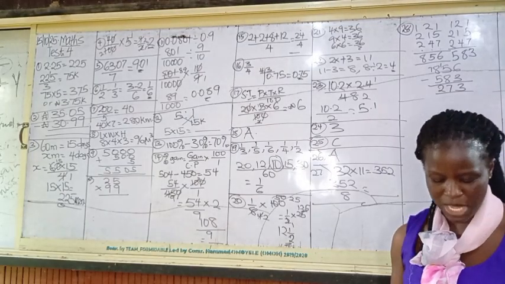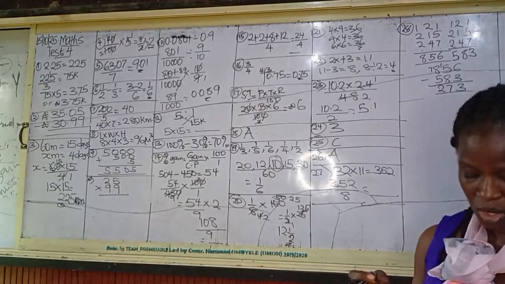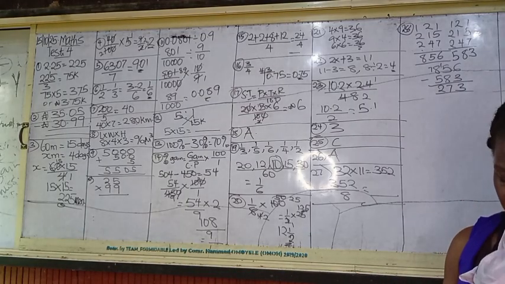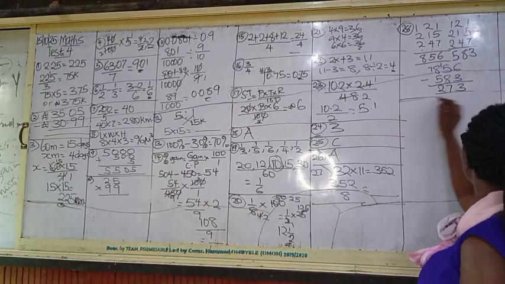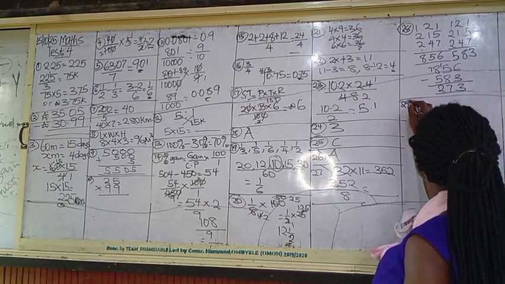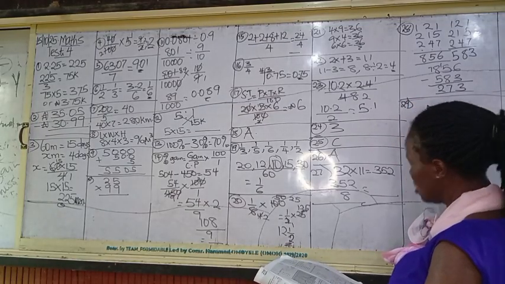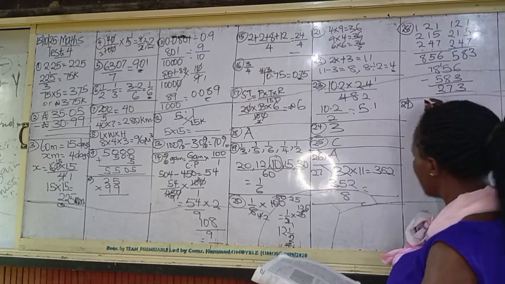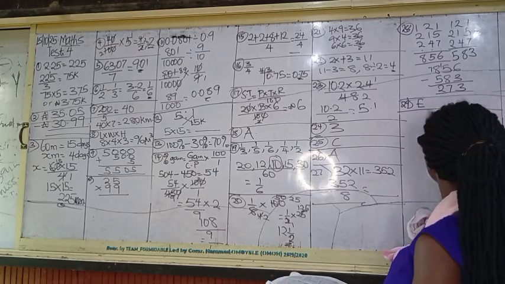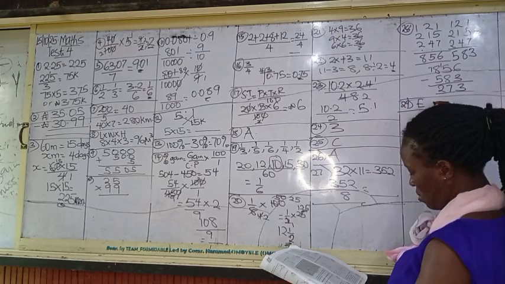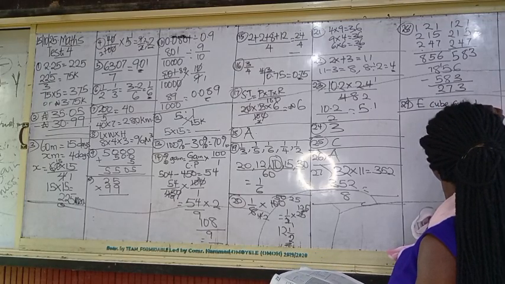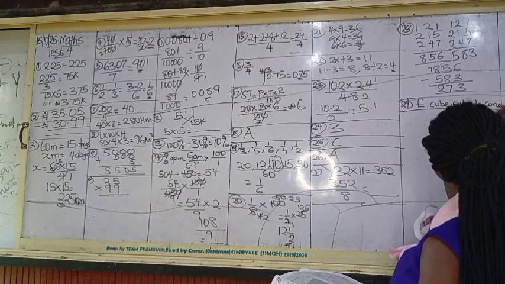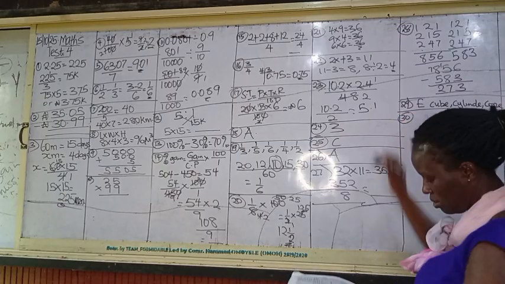So in number 29 question, we are given 3 shapes here. We have the cube, we have the cylinder, and we have the cone. They said name the above solid figures in order from left to right. That will be cube, which is E. Our answer there is E. We have cube, cylinder, and cone.